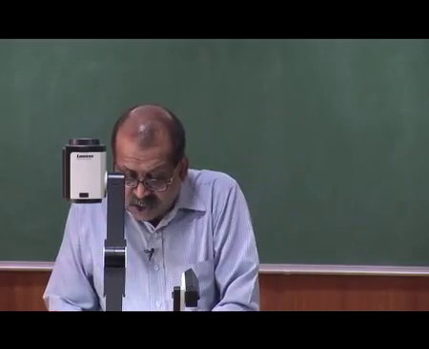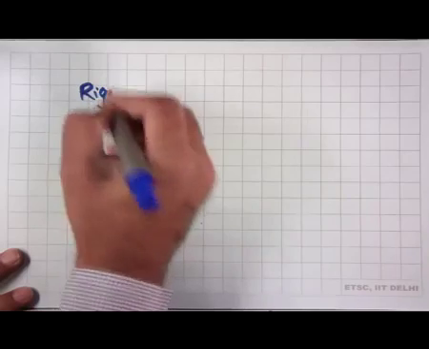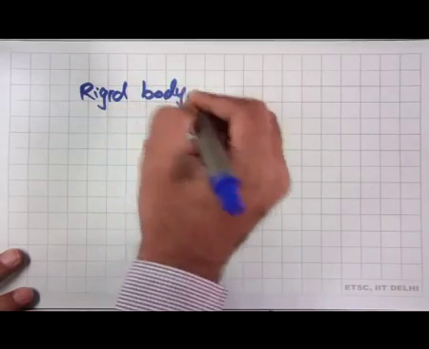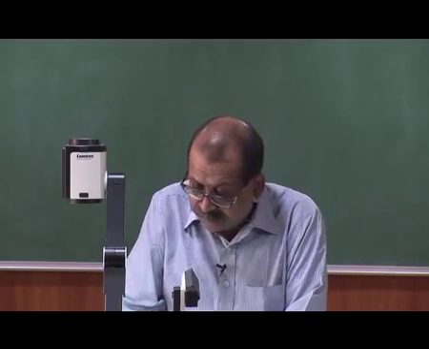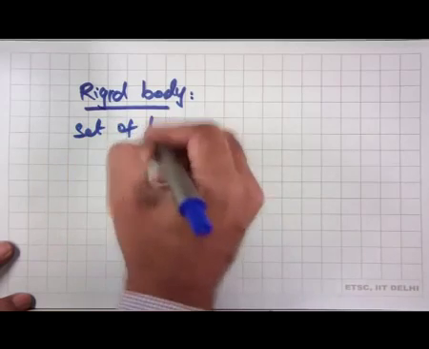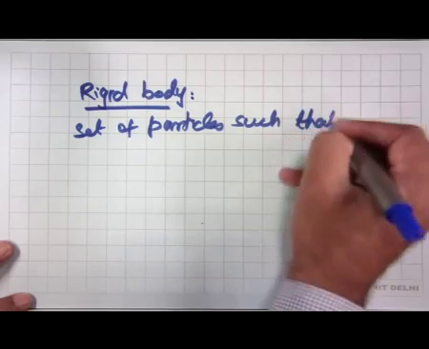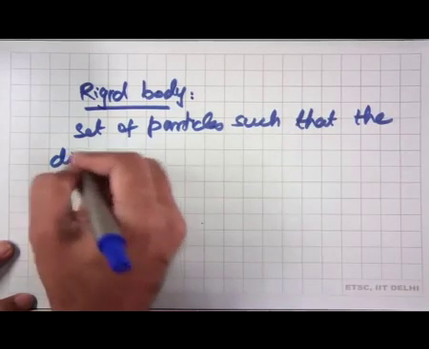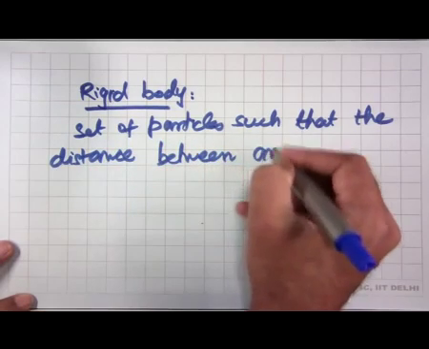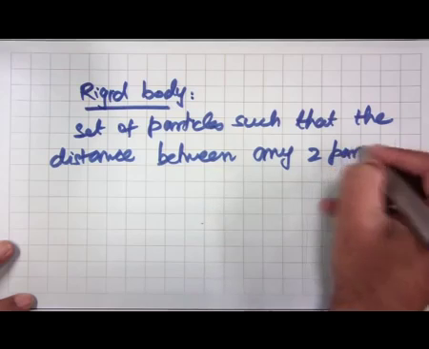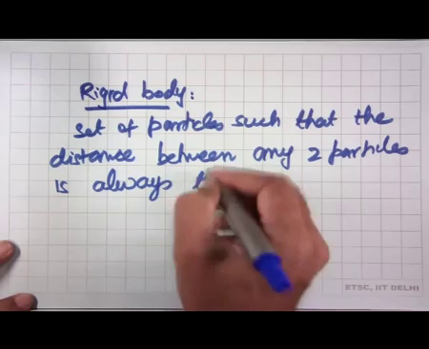We can maybe at this point just define the concept of a rigid body, which will come in much later, but I want to at least get you to start feeling the notion of a rigid body. A rigid body is a set of particles such that the distance between any two particles is always the same.